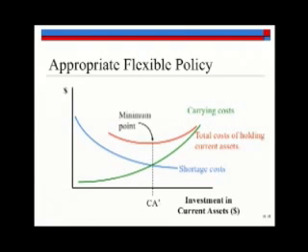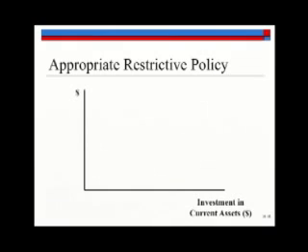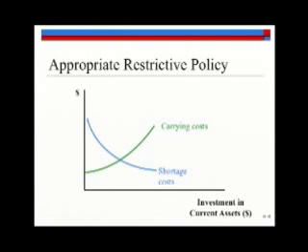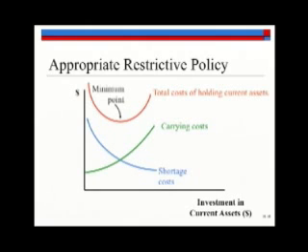Now, what would things look like if we had a restrictive policy? When would it make sense for us to optimally have a restrictive policy? Well, it turns out it makes sense if the curves are much steeper. So in this case, our shortage costs drop much faster, and our carrying costs rise much more quickly. We get this same U-shaped curve, but it's shifted to the left. So we get an optimal level of assets, but it's much lower.